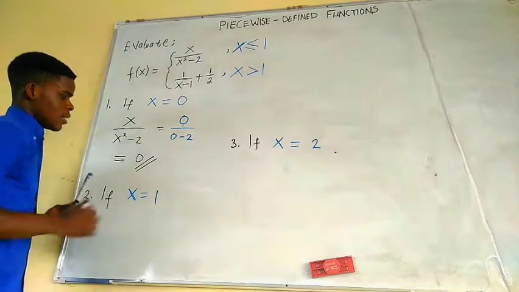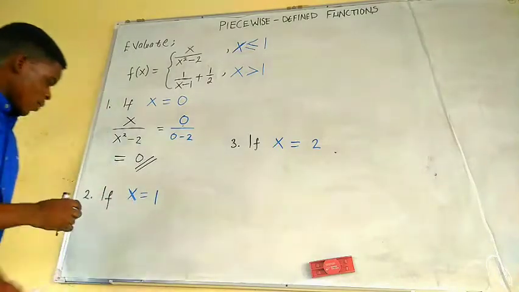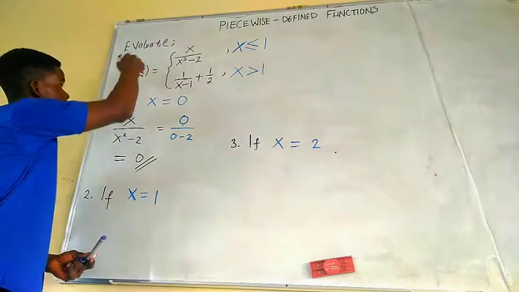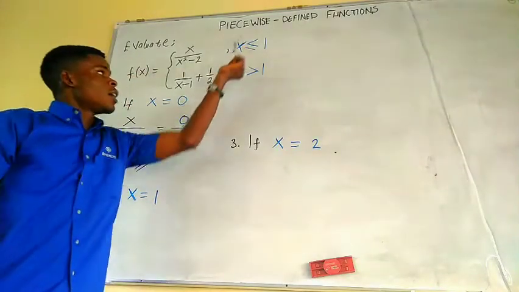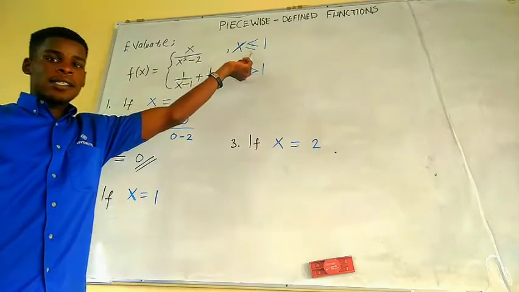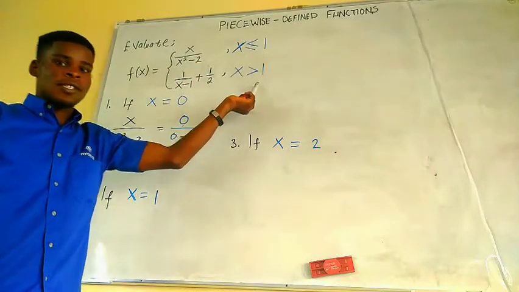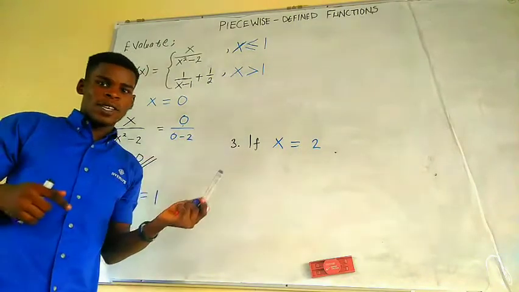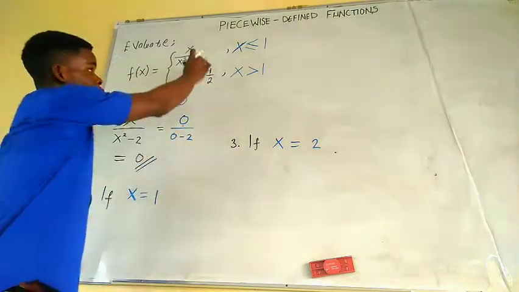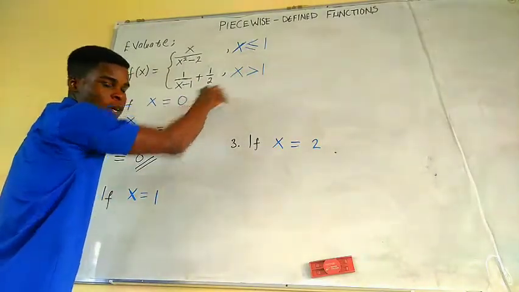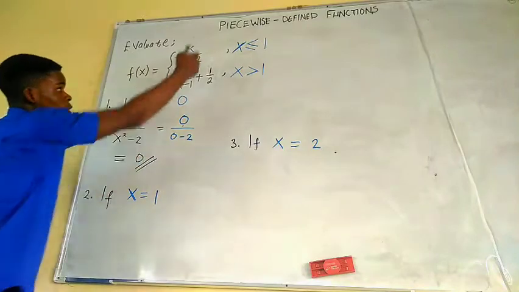And that's it. Now again, for the second one, if x is equal to 1, we go to the piecewise function and look at the two domains of x. The first is when x is less than or equal to 1, and the second is when x is greater than 1. So right here x is less than or equal to 1, so if it is equal to 1, we make use of this. Here it's strictly greater than 1, it's not 1. So here we still make use of the first one.